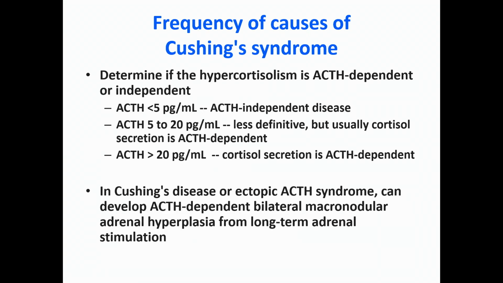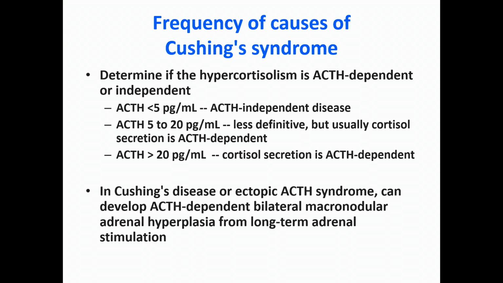And one important thing is to make sure that if you do suspect a patient could have Cushing's and they have an adrenal lesion, you really want to hone down on whether this is ACTH dependent or independent. So if you check a basal ACTH, and it's less than 5, it suggests ACTH independent disease. If it's 5 to 20, it's less definitive, but usually cortisol secretion is ACTH independent. And if the basal ACTH is over 20, the cortisol secretion most likely is ACTH dependent.